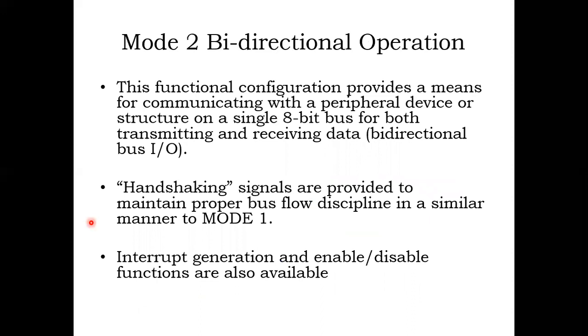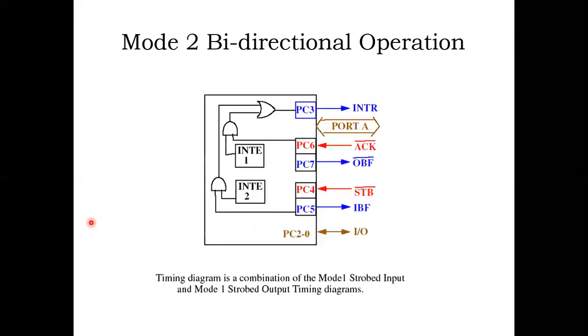Next, mode 2, bidirectional operation. This functional configuration provides a means for communicating with a peripheral device or structure on a single 8-bit bus for both transmitting and receiving data. That is a bidirectional bus, input output. Handshaking signals are provided to maintain proper bus flow discipline, in a similar manner to mode 1. Interrupt generation and enable or disable functions are also available. So, mode 2 is bidirectional operation.